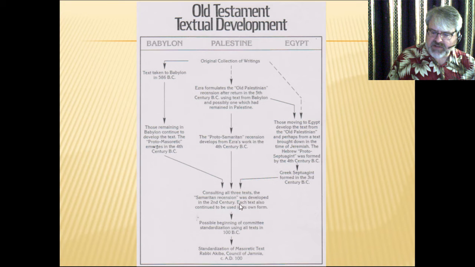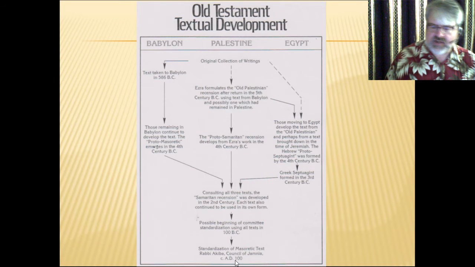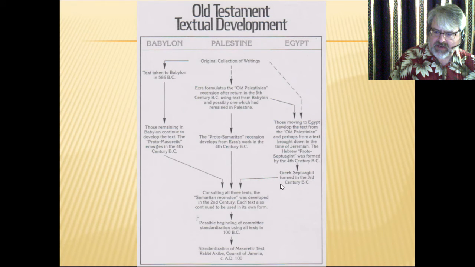By the 2nd century, you have something of a more critical text, until you get down here with the standardization of the Masoretic text. Here they have the Council of Jamnia. The Council of Jamnia is what decided officially the canon of the Old Testament. So you might take a look at that chart, pause it here or something, and take a look at that. It gives you a general idea of how these things began to come together.